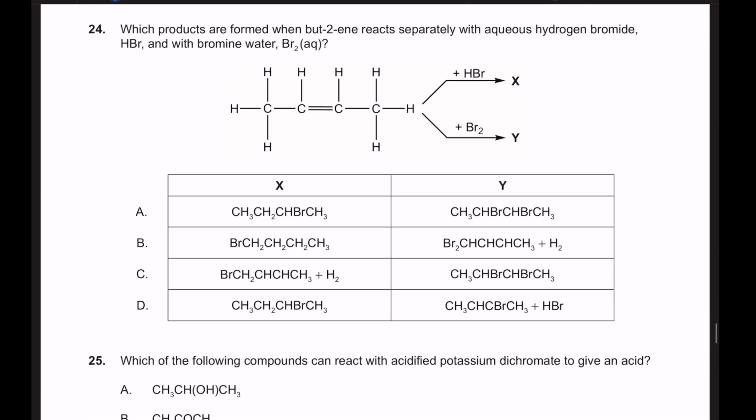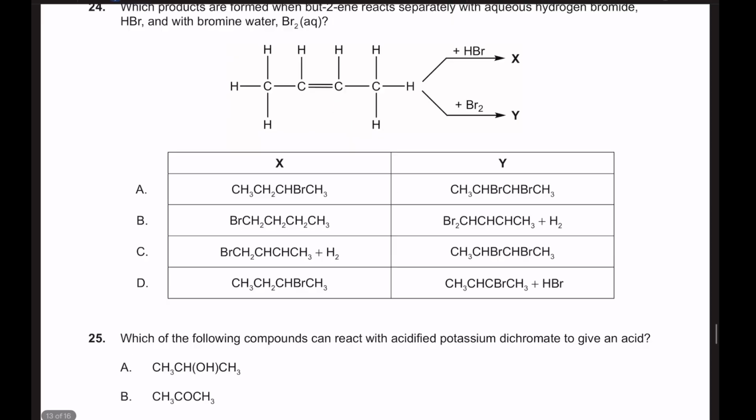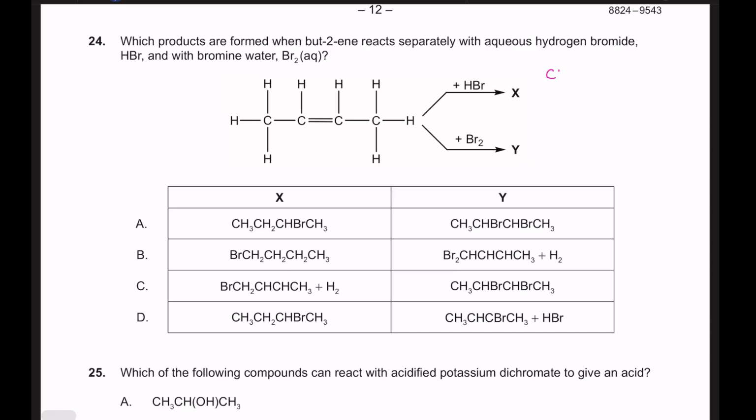Now the organic questions. Which products are formed when butene reacts separately with aqueous hydrogen bromide and bromine water? When it reacts with HBr, this bond breaks and hydrogen and Br are attached to the carbon atoms. So finally our structure will look like CH3CH2CHBrCH3, which is either this or this. So you can eliminate B and C.